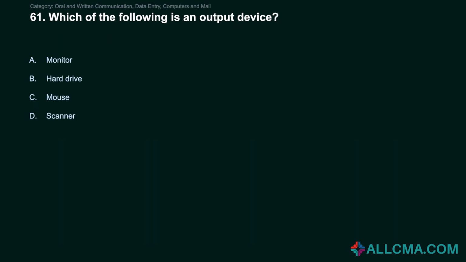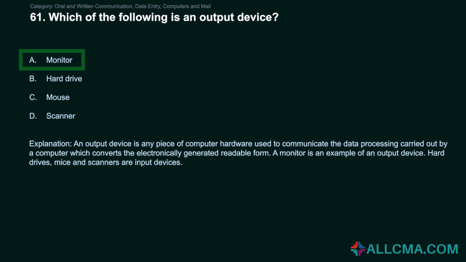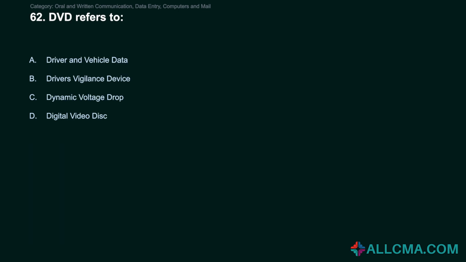61. Which of the following is an output device? A. Monitor. B. Hard drive. C. Mouse. D. Scanner. Correct answer, A. Monitor. An output device is any piece of computer hardware used to communicate the data processing carried out by a computer, which converts the data into an electronically generated readable form. A monitor is an example of an output device. Hard drives, mice and scanners are input devices.